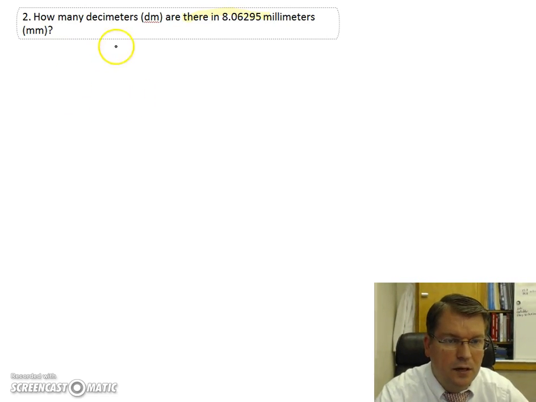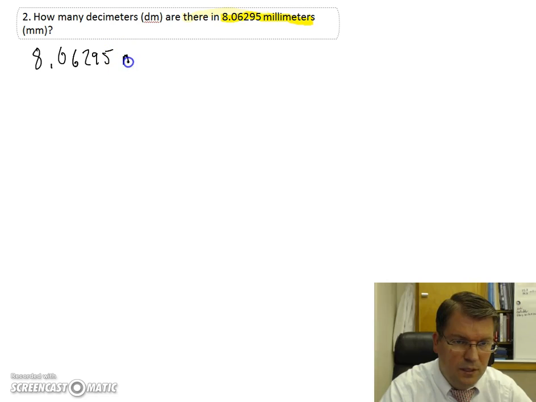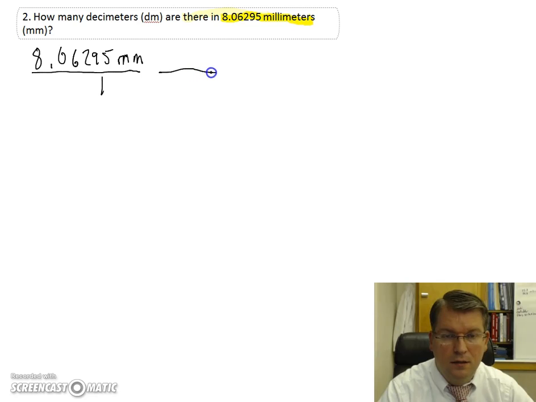Alright, in this next problem, we're going to determine how many decimeters there are in 8.06295 millimeters. So, here's our given again. Okay, and write that down as our beginning point, 8.06295 millimeters. We're going to put that over 1. There we go. The units that we start with always move to the next denominator.